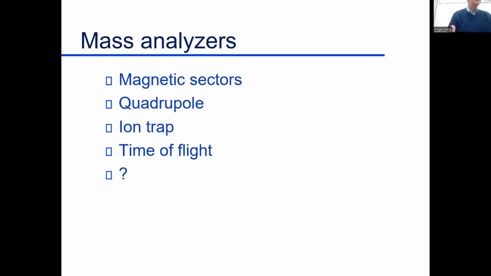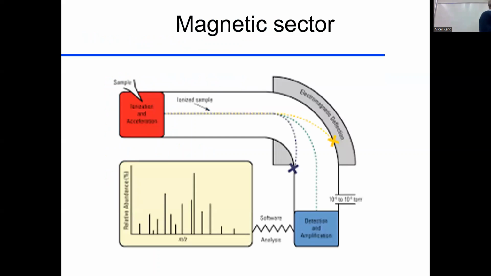And now we're going to measure those ions. So first we have to separate them and measure them. There are different types of mass analyzers: magnetic sector, quadrupole, ion trap, time of flight, and who knows what's coming down the research pipeline. But again, different mass analyzers.